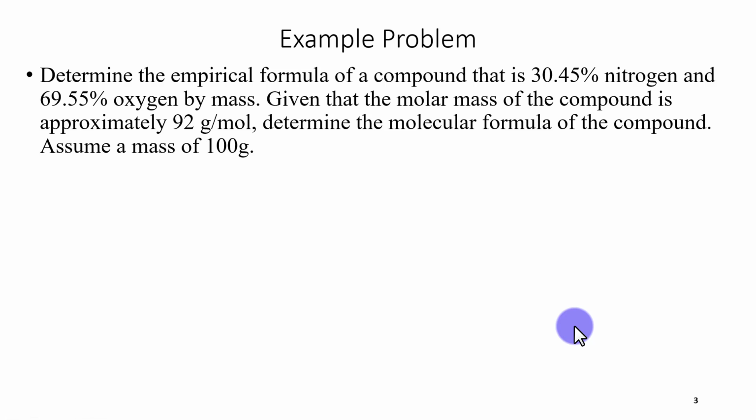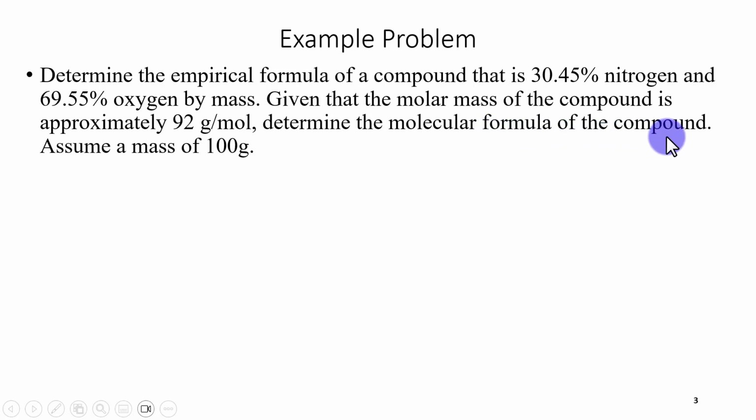Here is a slightly different example problem that I'm going to work for you. It's a little more involved, but it follows the same lines. Okay, so let's determine the empirical formula of a compound that has this composition. It's 30.45% nitrogen and 69.55% oxygen by mass. Given that the molar mass of the compound is approximately 92 grams per mole, determine the molecular formula of the compound.